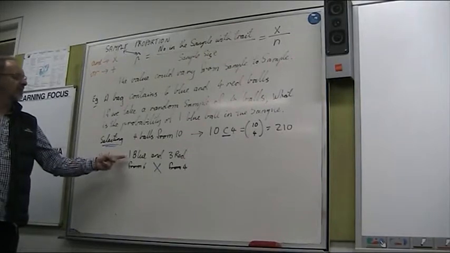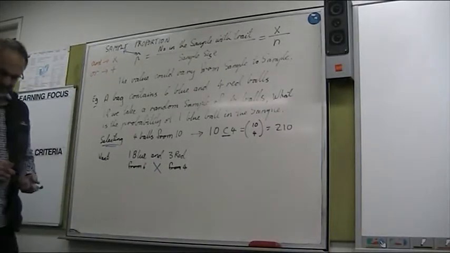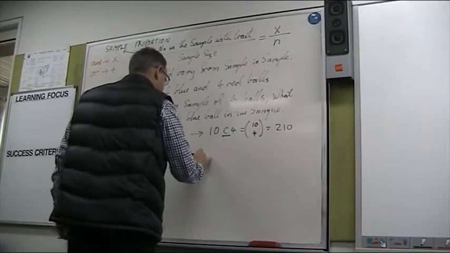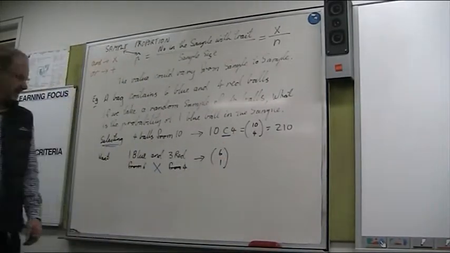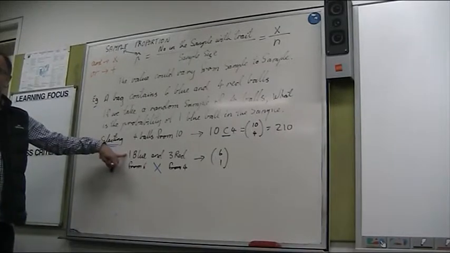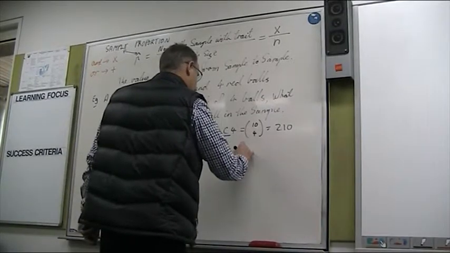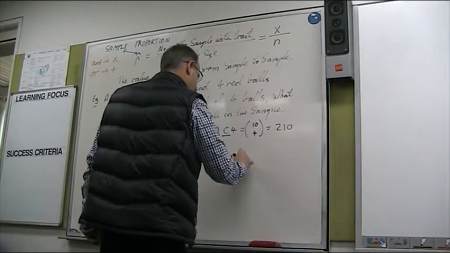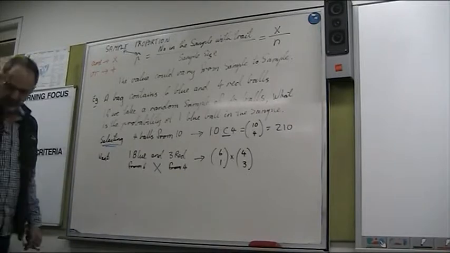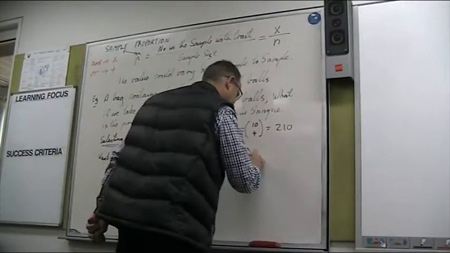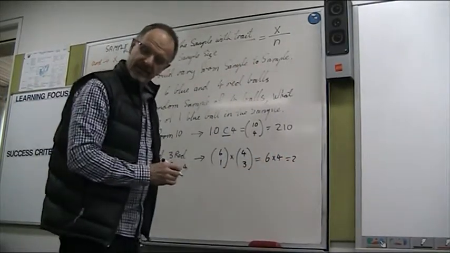So here we're wanting 1 blue from 6 and 3 reds from 4. How many ways can we get that? Well, 6C1: we've got 6 balls, how many ways can we get 1? And means multiply. We've got 4 red and we want 3. Because I've prepared it earlier, it's 6 times 4, which is 24.